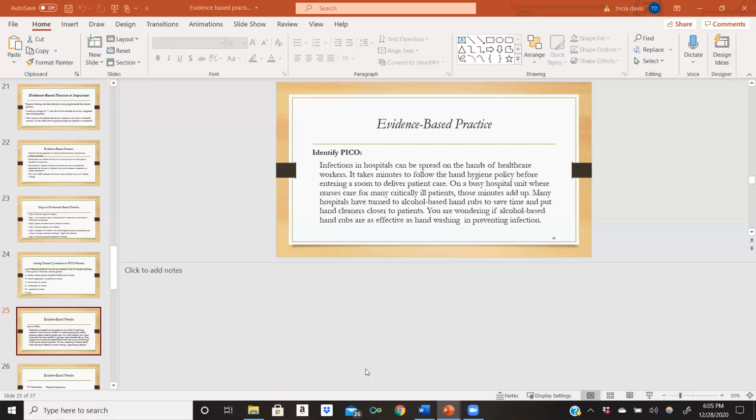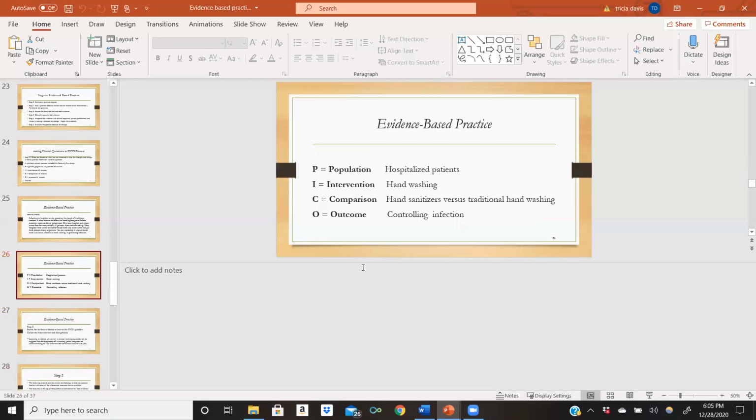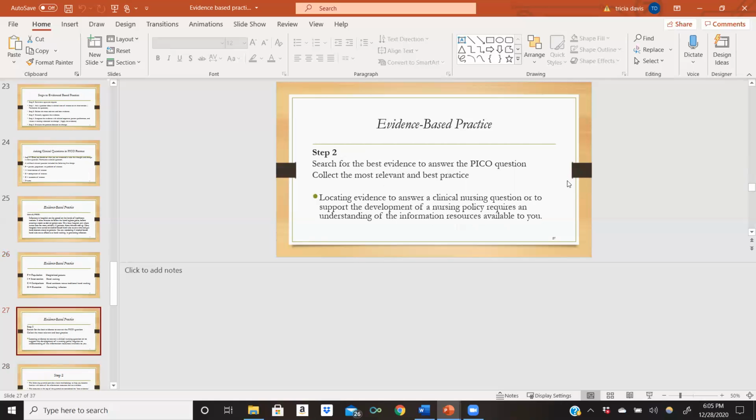So here in PICO format is just what we talked about. Your population is your hospitalized patients. Your intervention is your hand washing. Your comparison is hand sanitizer versus traditional hand washing. And then the outcome would be, did it control infection? So that is how you would set up your PICO question.